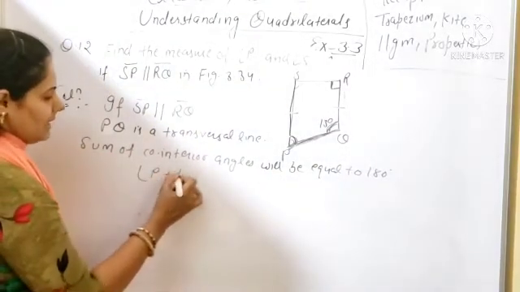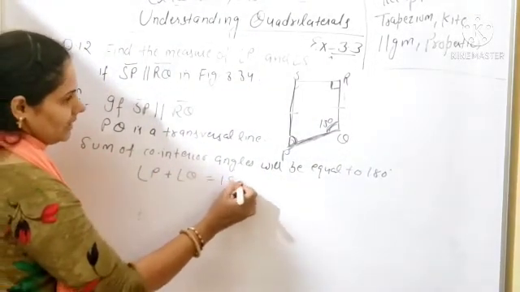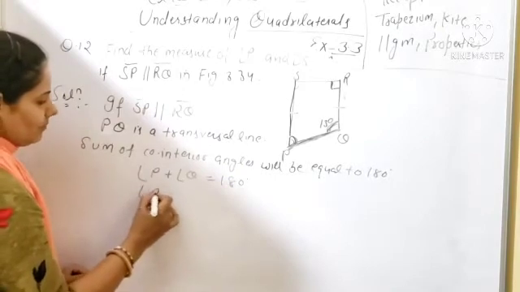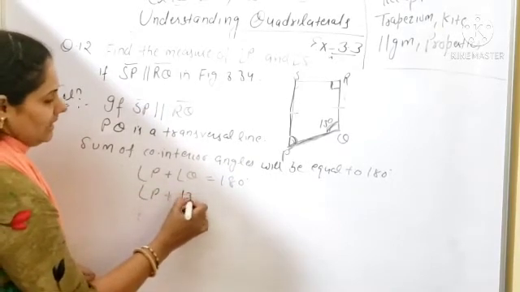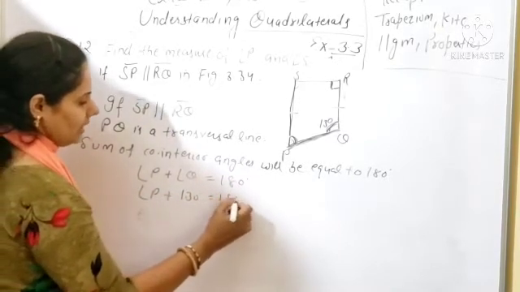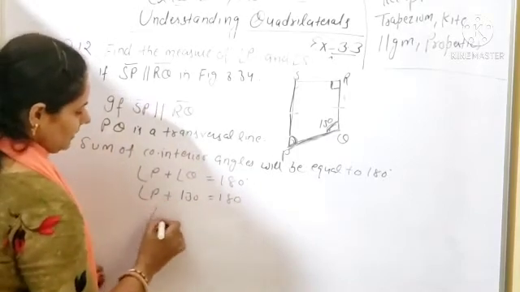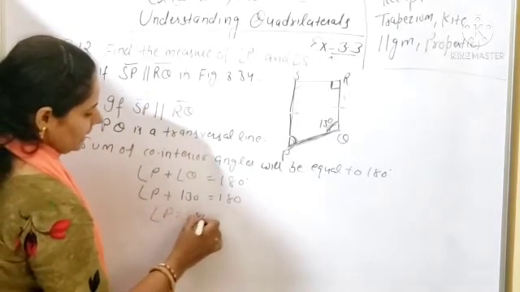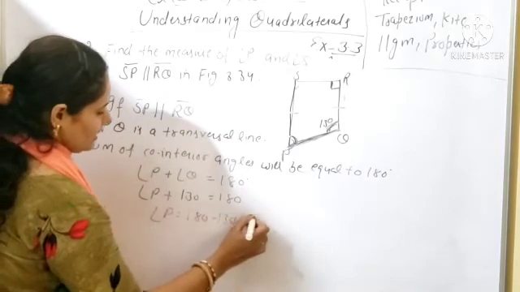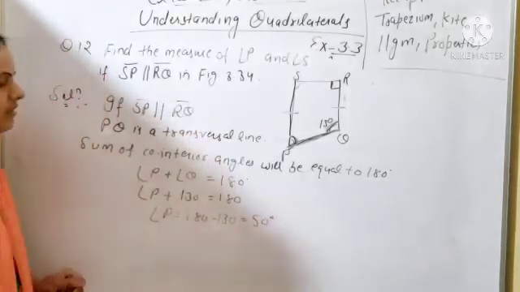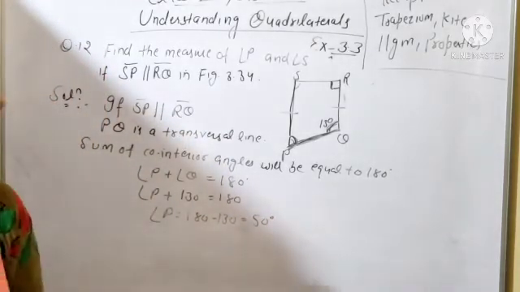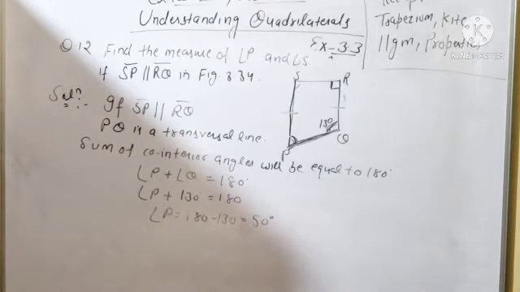Okay, so what are the co-interior angles? Angle P plus angle Q will be equal to 180 degree. Okay, P plus Q, Q is 130, is equal to 180. So what will be the measure of angle P? 180 minus 130. So you can say it will be 50 degree. Okay, angle P will be equal to 50 degree. Clear?